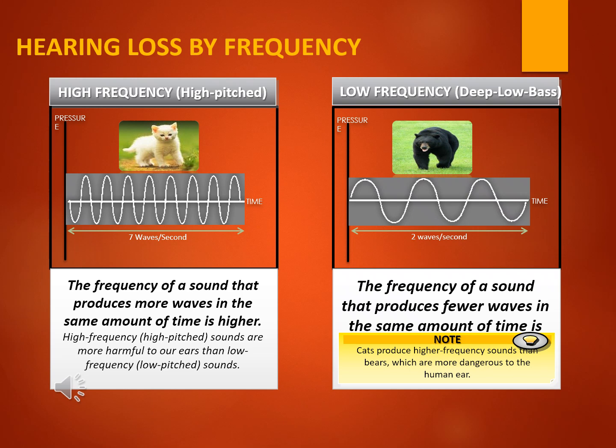Hearing loss by frequency. High frequency means high-pitched. The frequency of a sound that produces more waves in the same amount of time is higher. High-frequency, high-pitched sounds are more harmful to our ears than low-frequency, low-pitched sounds. Low-frequency means deep, low bass. The frequency of a sound that produces fewer waves in the same amount of time is lower.